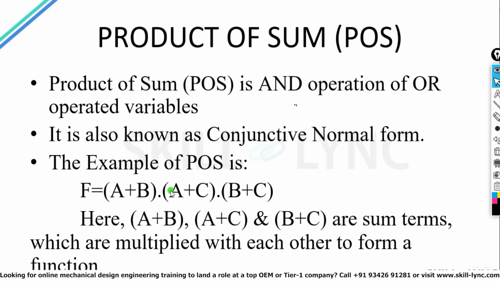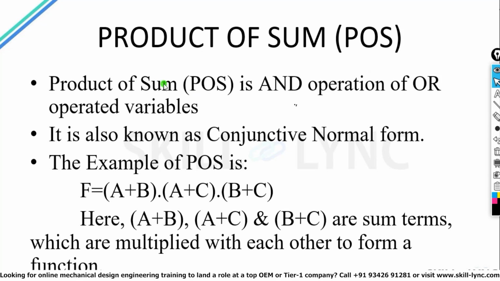So let's move towards the POS, product of sum. Product of sum is also known as conjunctive normal form. Why? Because some terms are ANDed together and the conjunction operator is logical AND. In easy words, in case of POS, the AND operation of all variables takes place.